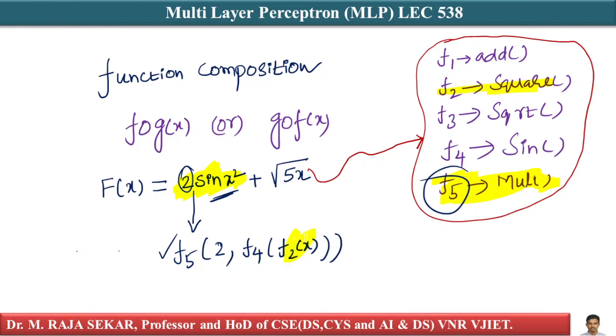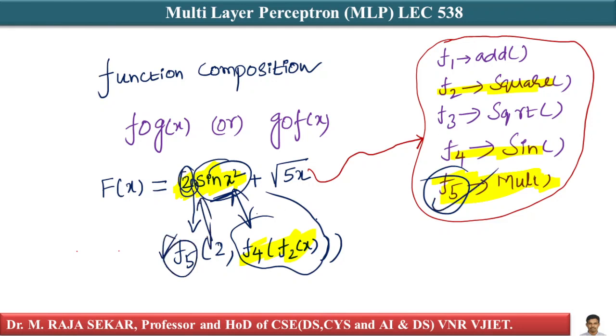Therefore f2 of x, f2 means square, so f2 of x is x square. f4 means sine, so this is sine of x square. This sine of x square is equivalent to this one, and this one is 2. f5 is multiplication. You are multiplying 2 with the sine of x square, isn't it?